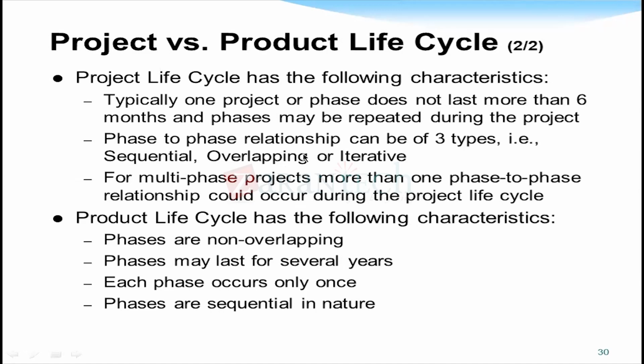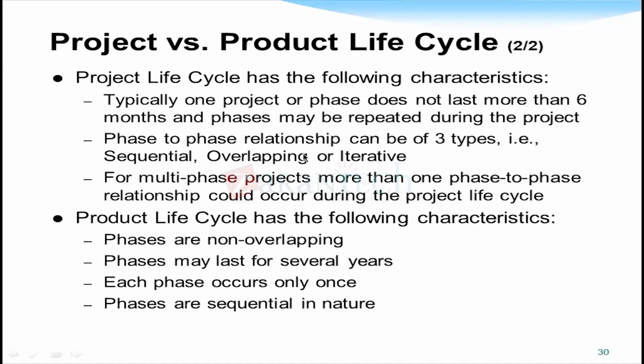A project can have phase-to-phase relationships also. Therefore, after completing development, go for testing. After completing testing, go for UAT, like that. Different phases can also be there. It depends on whether you're following an agile SDLC model or a waterfall SDLC model, the traditional SDLC models. Okay. Product lifecycle phases are non-overlapping.